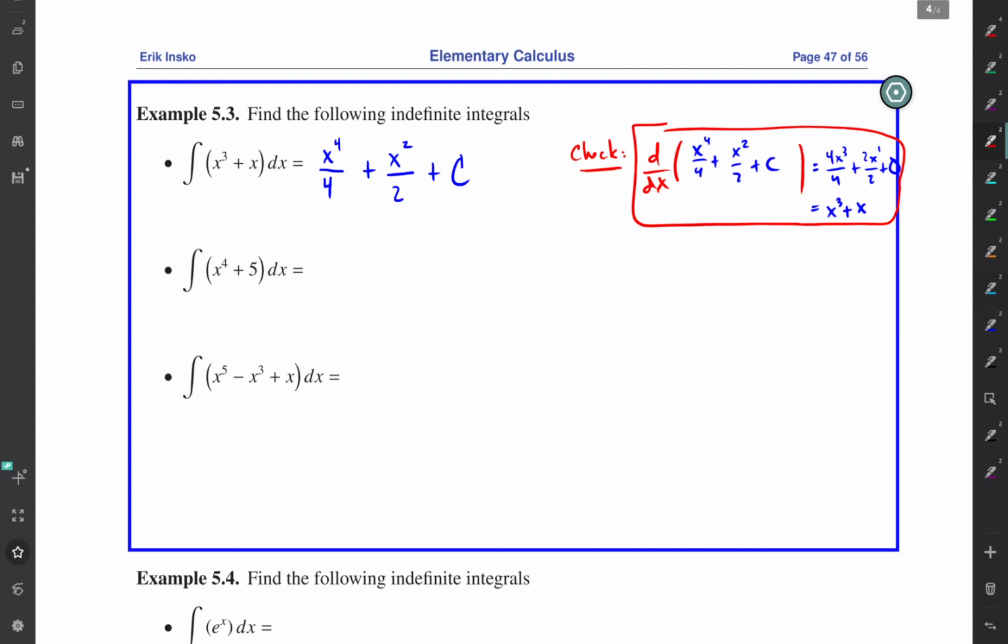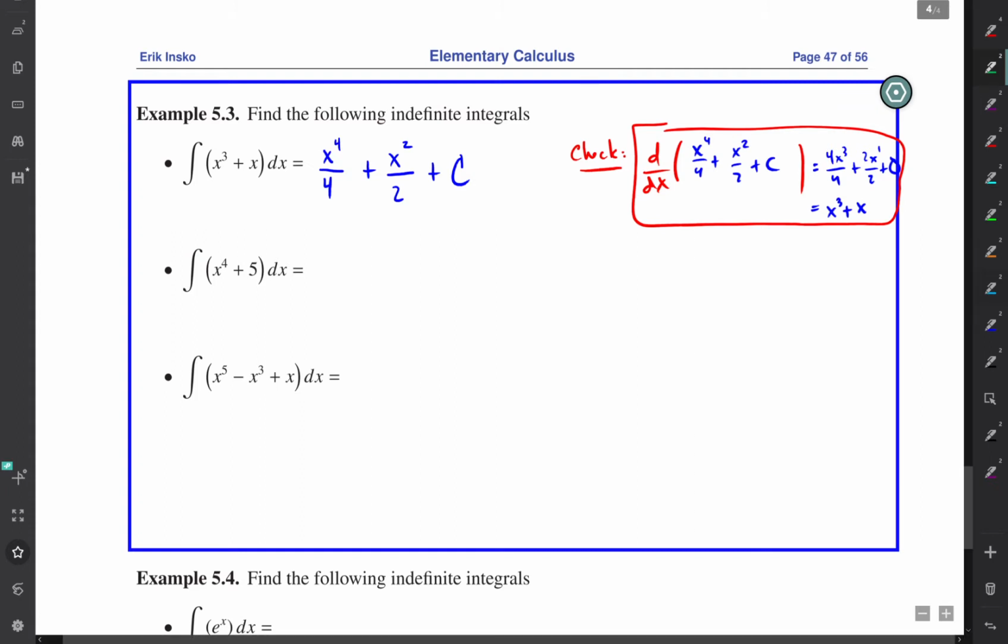Okay, in the next problem, we need to take the integral of x to the fourth plus 5 with respect to x. So that will be x to the 4 plus 1 is 5, divided by 5, plus 5. And now you got to think of that as like 5 times x to the 0th power. So x to the 0th power would be x to the 0 plus 1 divided by 1. Okay, so you get x to the 5th over 5 plus 5x. And remember to add the constant of integration.